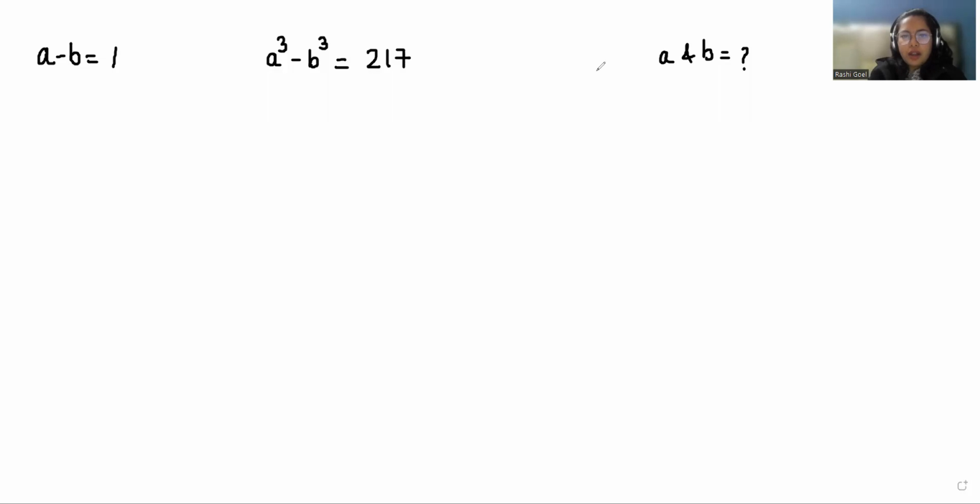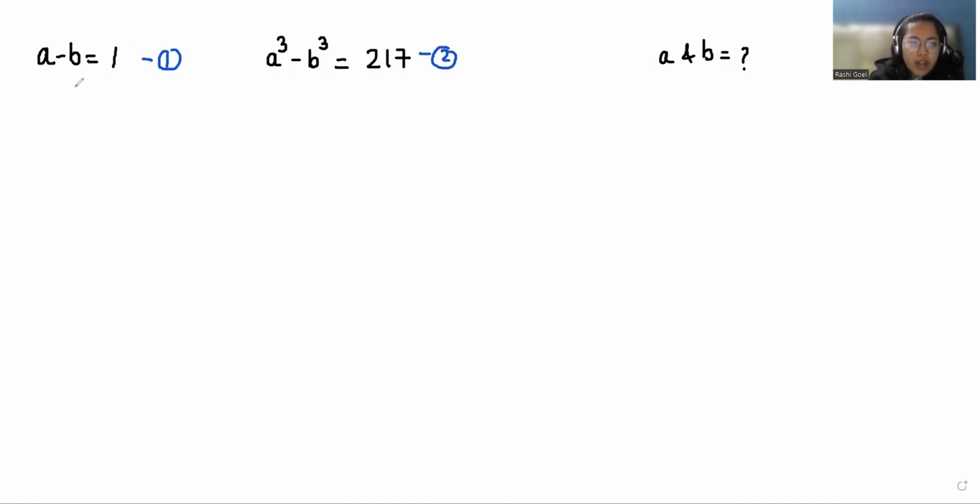My name is Rashi Goel and in this video we are going to solve a minus b is equal to 1, a cube minus b cube is 217, and we have to find the value of a and b. So let's start with today's video solution. First I'm considering this as equation number 1 and this as equation number 2.